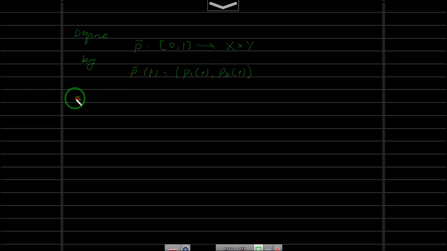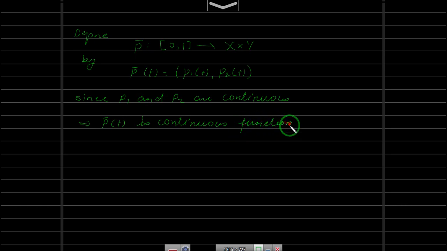So since p1 and p2 are continuous, both are continuous, implies these component functions are continuous. That means p bar is continuous. We have already seen this. P bar of t is a continuous function, right? First part is done.